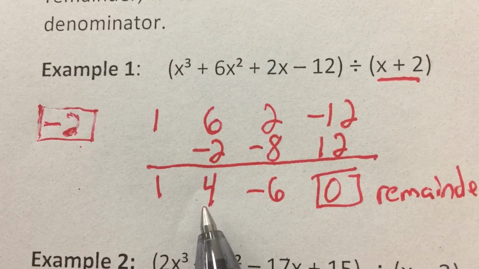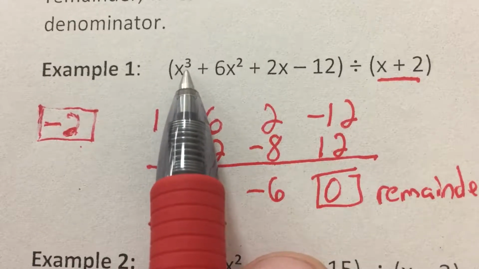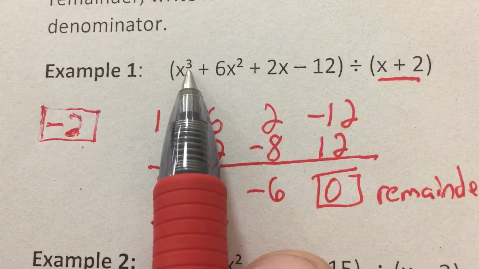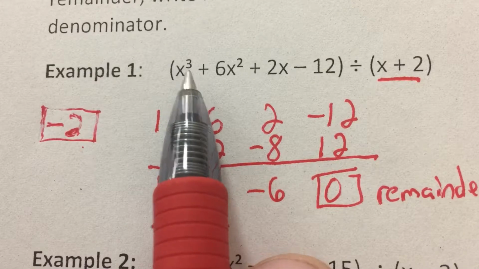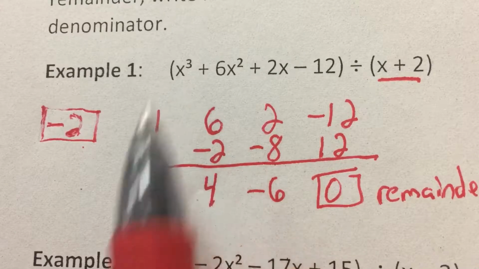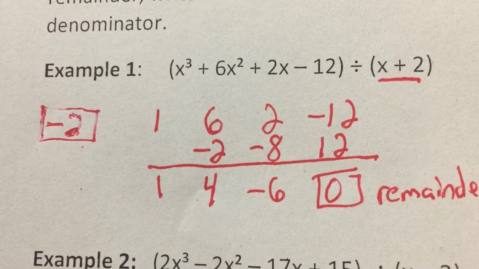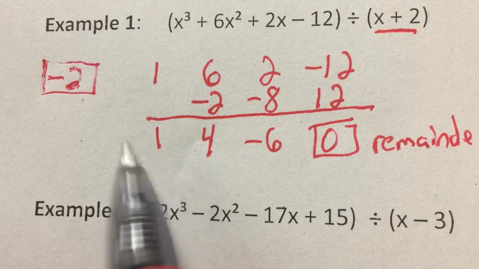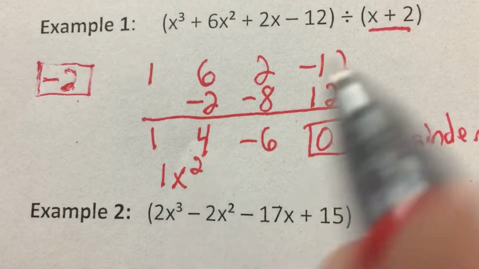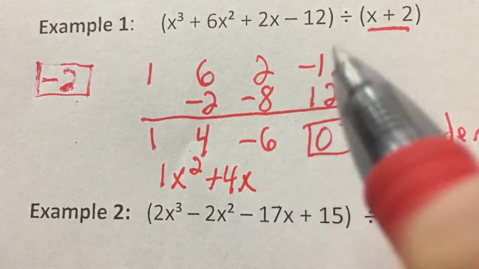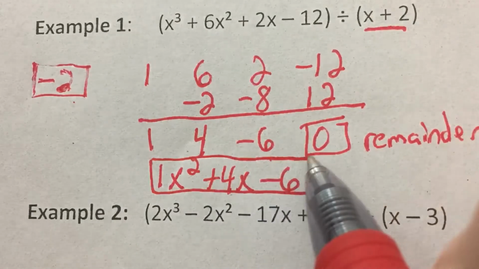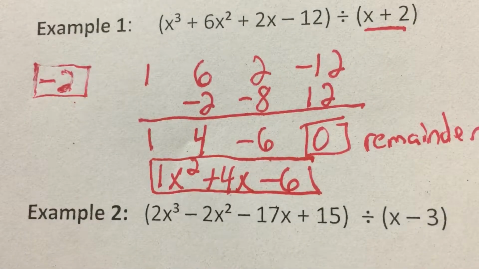And now we write the answer as a polynomial that always starts with 1 degree lower than what this one was. So because this one started as x to the third, our answer is going to start with x to the second. If this had been x to the 15th power, our answer would have started with x to the 14th power. So we got 1 for our coefficient, or 1x squared, plus a 4x, and then minus 6. Okay. And we have done division.